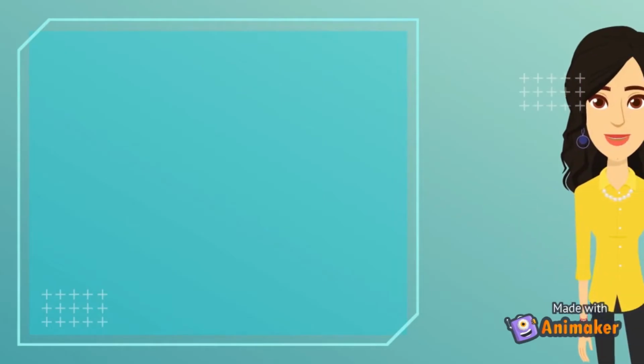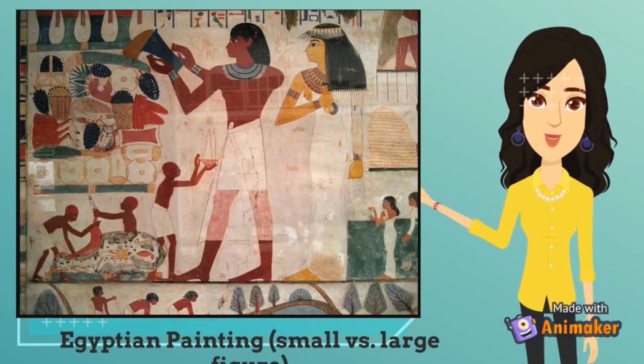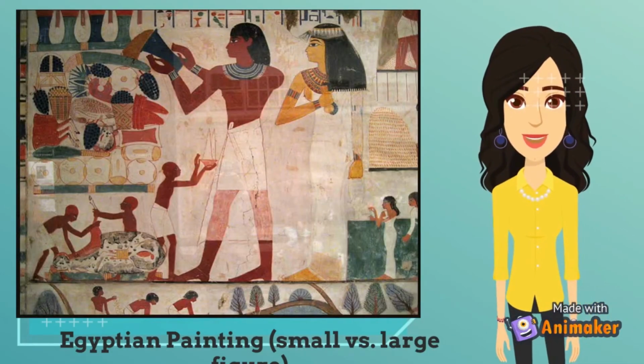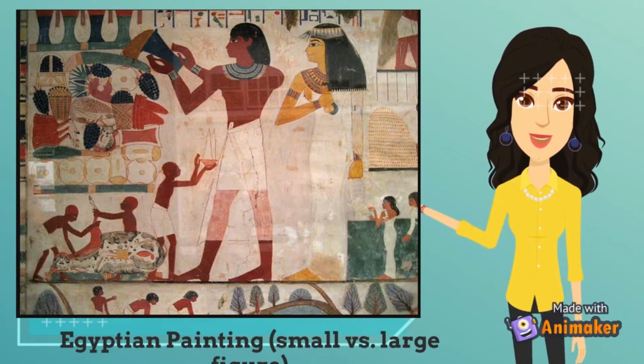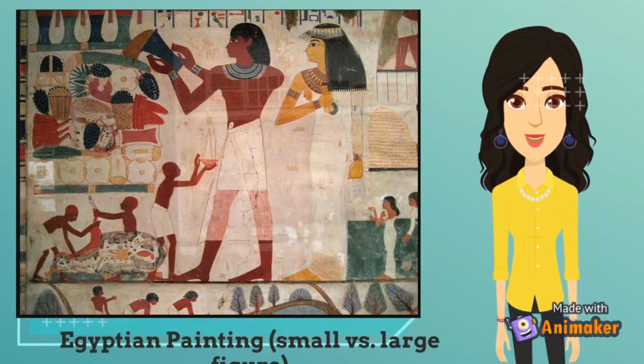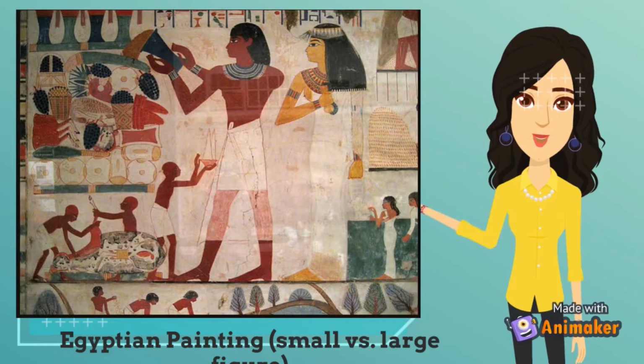This is an example of the principle of art in terms of contrast. The Egyptian painting shows small versus large figures. As you can see, there are small and large images.